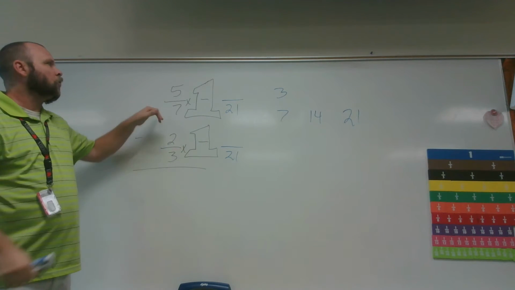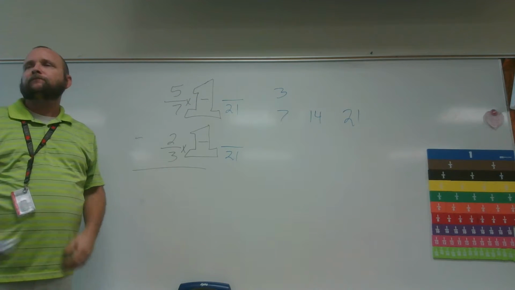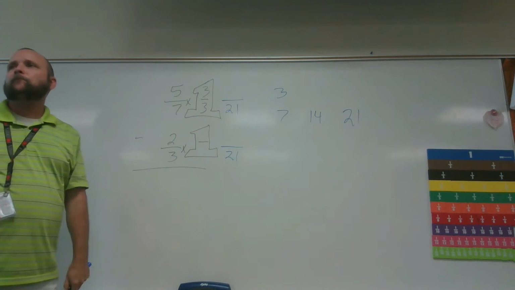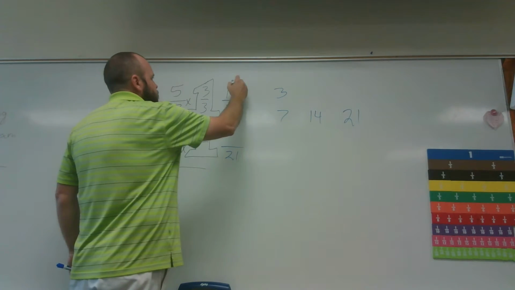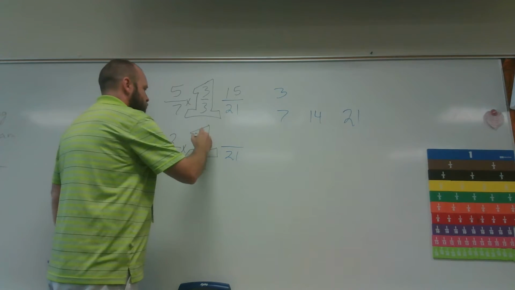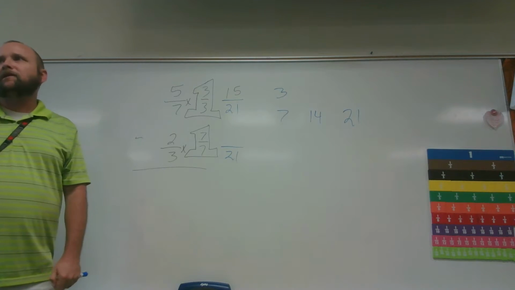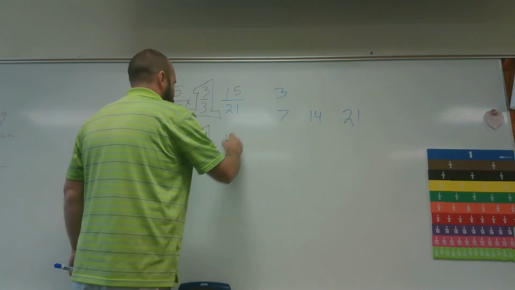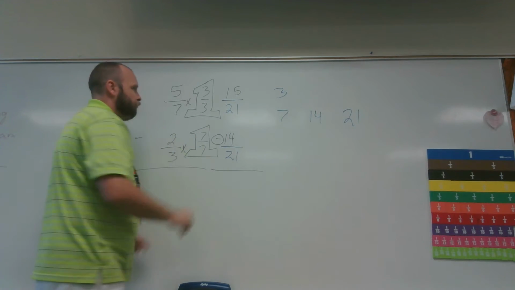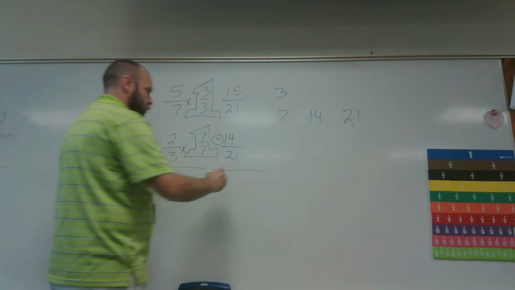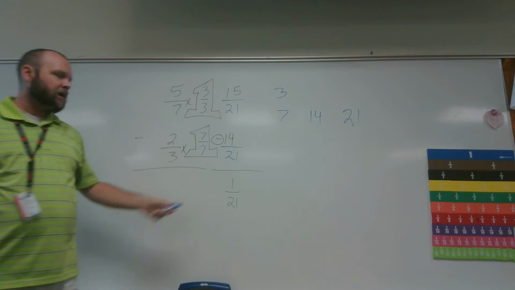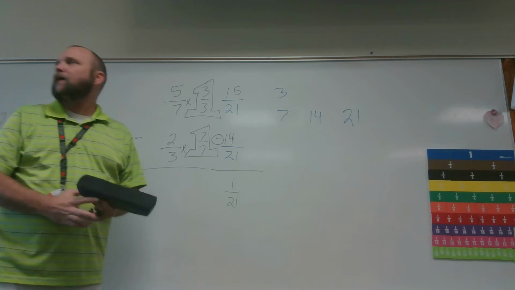What do I multiply by 7 to get 21? 3. This is multiplied by 3/3. What's my numerator? 15. What do I multiply by 3 to get 21? 7, so 7 sevenths. 2 times 7 is 14. It is a subtraction problem. So it's 1 over 21, and you can't simplify it. It has a numerator of 1, which tells us right away we cannot simplify it.